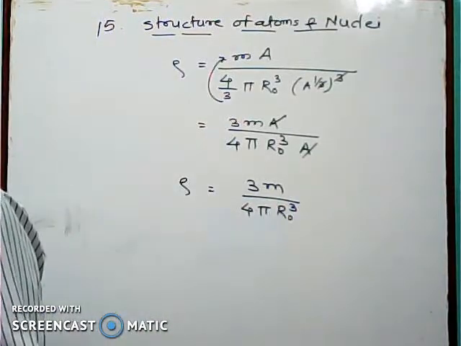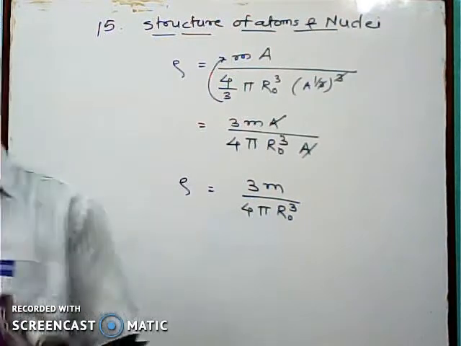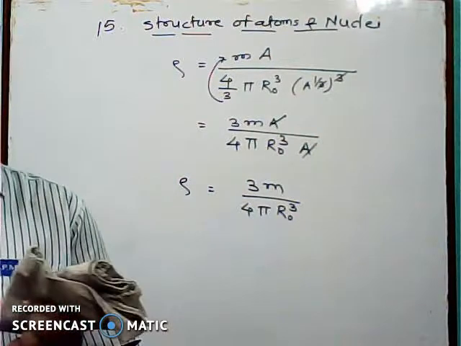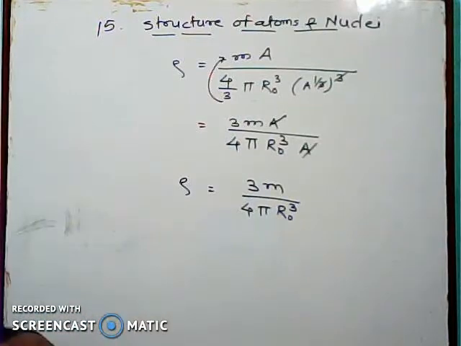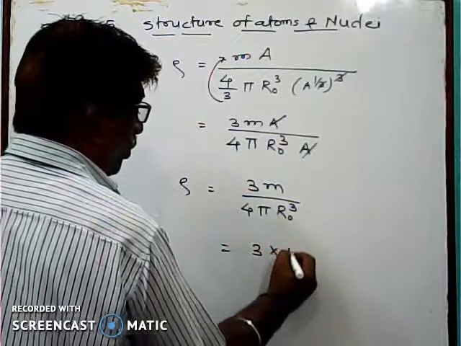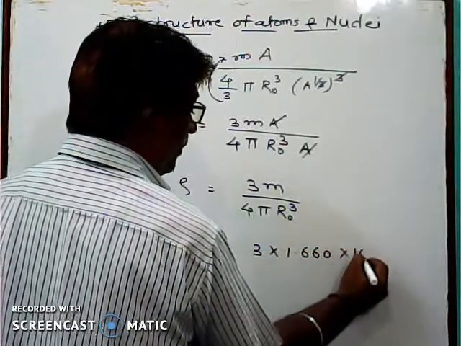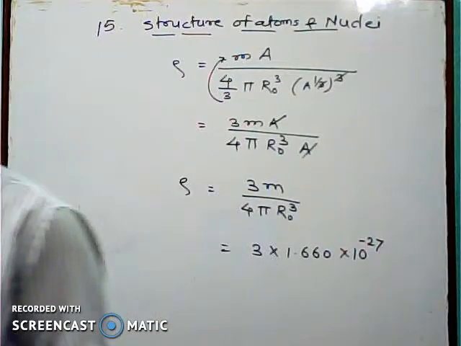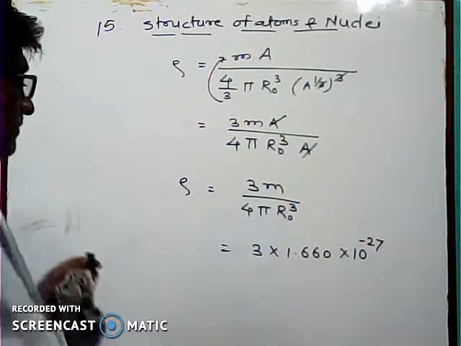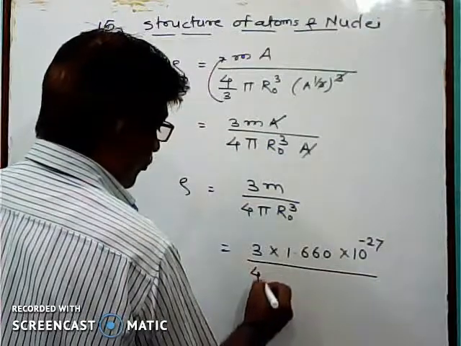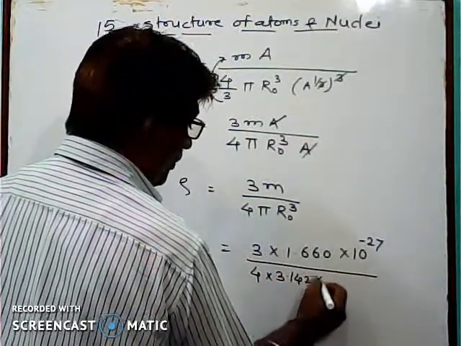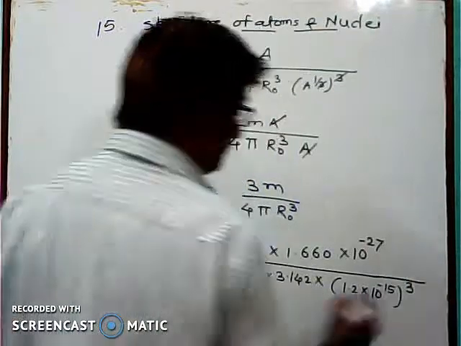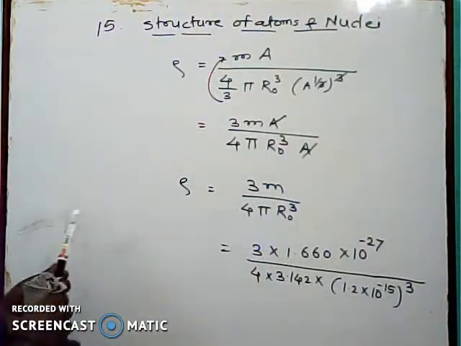So here, for a carbon atom, we know its mass is 1.660 into 10 to the power minus 27. Density will be 3 into 1.660 into 10 to the power minus 27 upon 4 into 3.142 into 1.2 into 10 to the power minus 15 raised to 3. If we solve it, what happens?